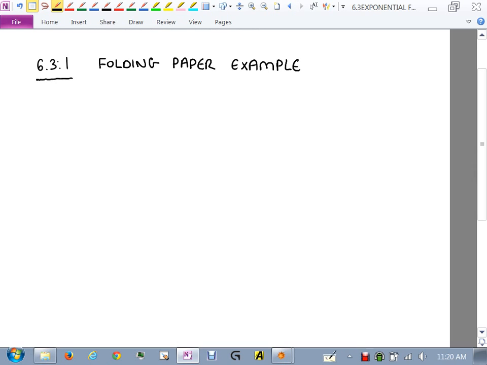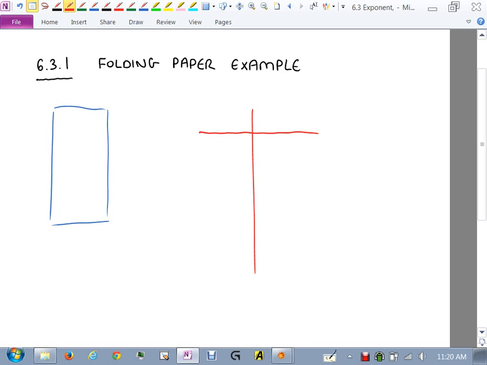We start out with a regular sheet of paper. Right now, I have not folded this sheet of paper at all. How many rectangles do you see? One. So on the side here, I'm going to write down like a table the number of folds, and then over here the number of rectangles.